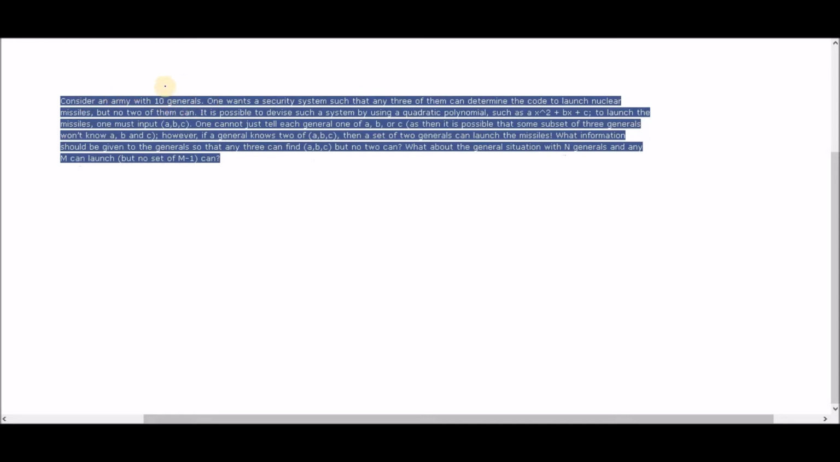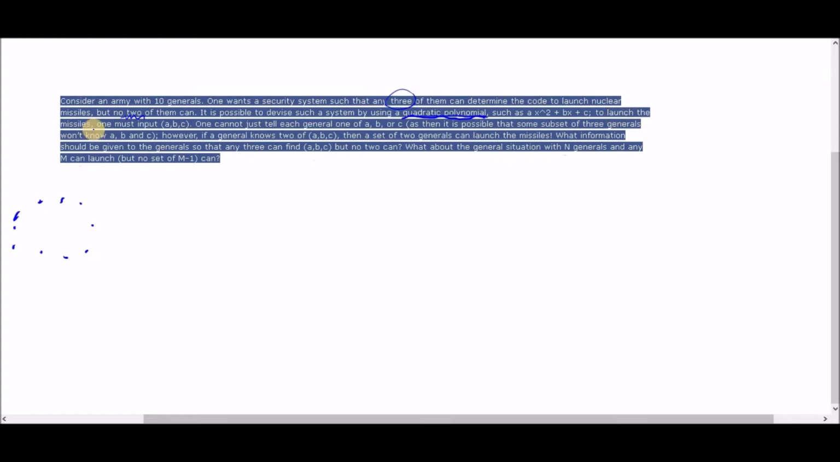I know that we've got 10 generals. All right, so we've got 1, 2, 3, 4, 5, 6, 7, 8, 9, 10. And they need a security system such that any 3 of them can determine the code to launch nuclear missiles, but no 2 of them can. All right, cool. It is possible to devise such a system by using a quadratic polynomial. That's a huge hint, and a great one, and a fun one. This is what really helped me out.